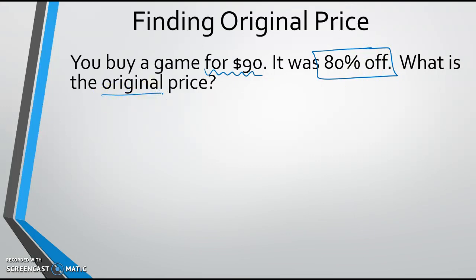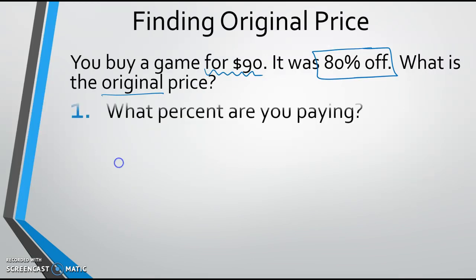So again, we're doing like we did before. Since we got 80% off, what percent are we actually paying? So we're paying 20%. You got 80% off the item, paid $90. So you're actually only paying 20%. So $90 is the same as 20%. That's a really large amount for a small percentage. So that should kind of give you the idea that our original price is probably going to be very expensive.